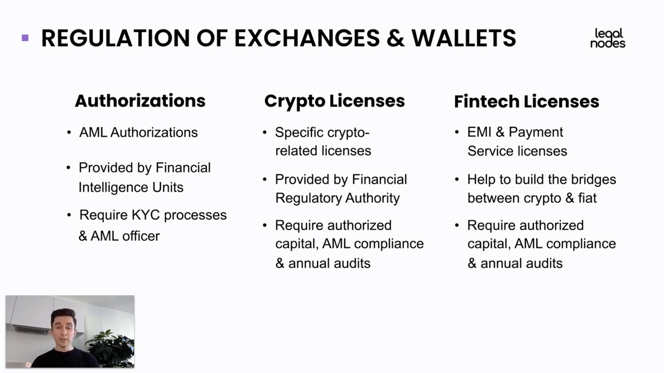And among such requirements, we can highlight the required authorized capital, the annual audits, and the proper AML and KYC compliance. And speaking about the fintech licenses, that's basically the part of the regulations that usually helps the wallets and exchanges to create this bridge between fiat and crypto and add the possibility for their users to make these conversions from crypto to fiat and vice versa on their platforms. And among such fintech licenses, we can highlight the EMI licenses, which are the electronic money institutions, and also some payment processing or payment services licenses, which mostly include these different fintech licenses in different countries. And the requirements are quite similar to the crypto licenses. They usually include also annual audits, AML and KYC compliance, and the required authorized capital.